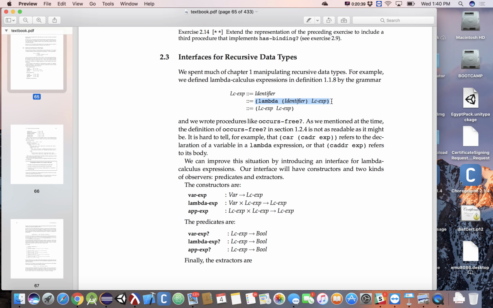If I were processing this, the book uses the phrase apply. If I'm applying this lambda calculus expression, what would it do with that identifier? Is it just there for show? When we write functions, what happens at runtime to our parameters?